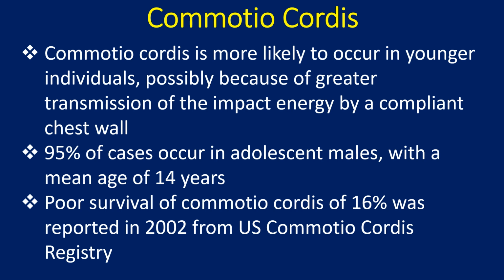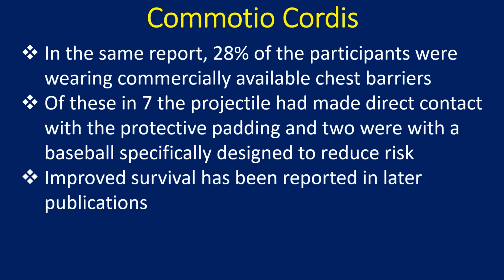95% of cases occur in adolescent males with a mean age of 14 years. Poor survival of commotio cordis, 16%, was reported in 2002 from the US Commotio Cordis Registry. In the same report, 28% of the participants were wearing commercially available chest barriers. Of these, in 7, the projectile had made direct contact with the protective padding, and 2 were with a baseball specifically designed to reduce risk.